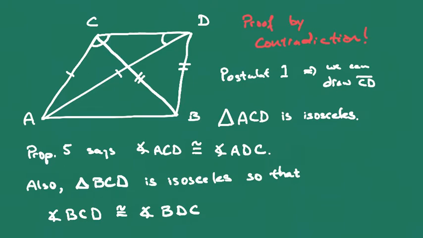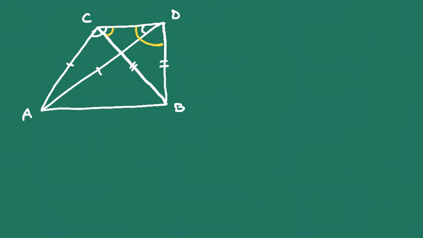And likewise, proposition 5 tells us that because our triangle BCD is also going to be isosceles, that our angle BCD and our angle BDC will also be congruent. Now, at this point, we can do some angular arithmetic. And what we mean by that is that we take a look at our angle ACD. And we see that that angle ACD is actually made up of two other angles. It's made up of our angle BCD and our angle ACB.